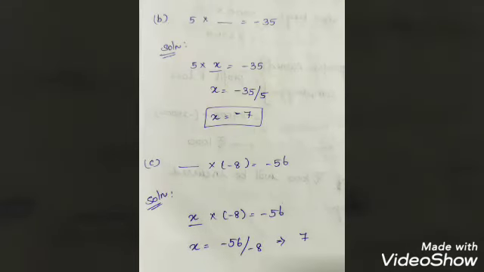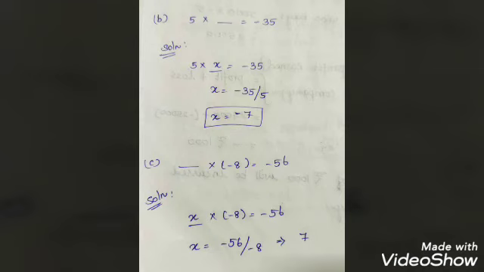Next, 5 into blank equals minus 35. Keep the blank as x. 5 into x is equal to minus 35. We need the value of x. x is equal to minus 35 by 5, since the 5 is in multiplication and will go to the other side as division. So minus 7. Next, blank into minus 8 is equal to minus 56.